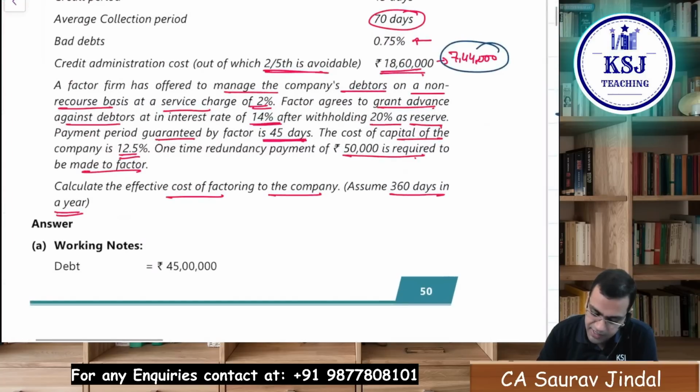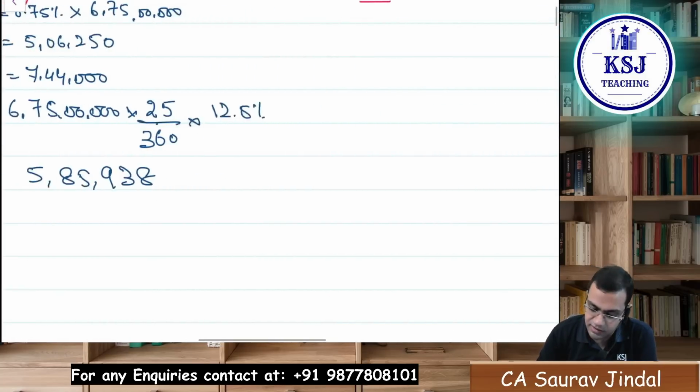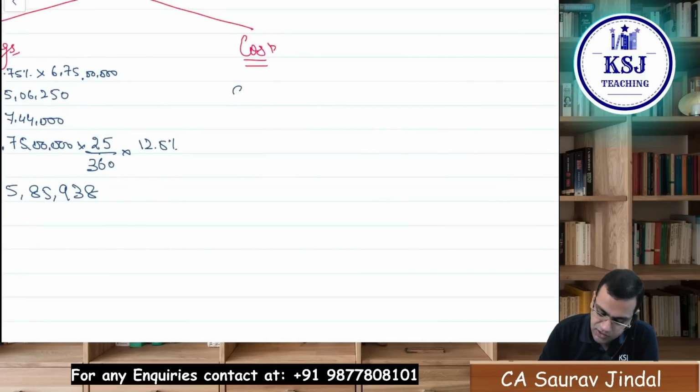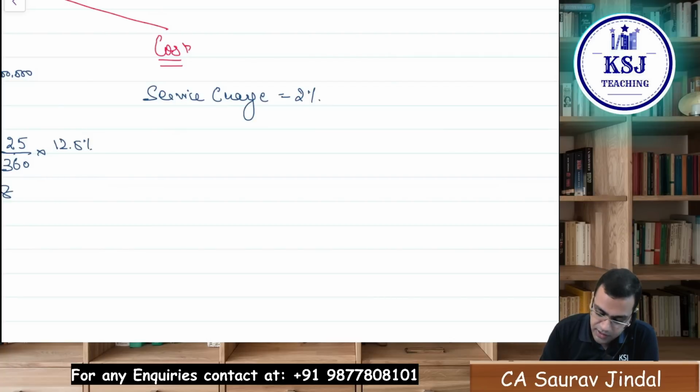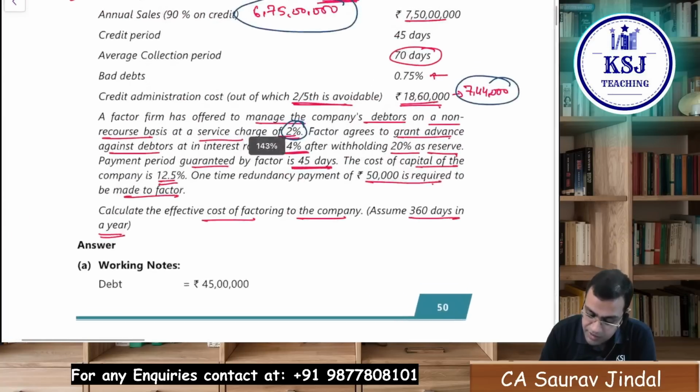The cost will be a service charge of 2%. Yes, sir. There will be a cost, that is service charge. How much, sir? Service charge of 2%, sir. Right. So 2% on the credit sales of 6 crore 75 lakhs comes to 13,50,000. So there will be this cost, 13,50,000 will be the service charge. What else will be there, sir?